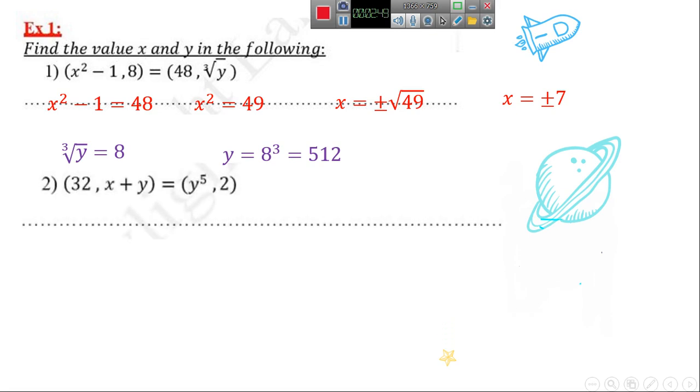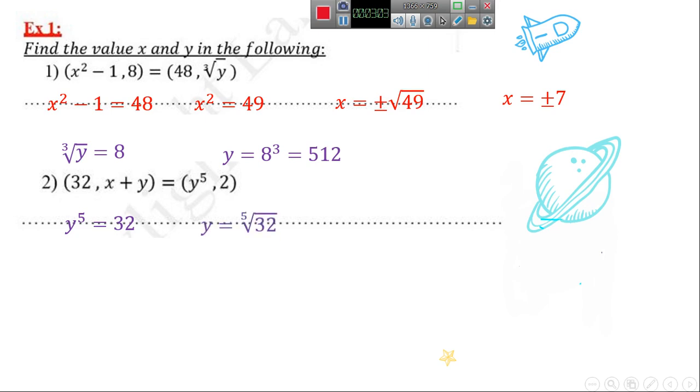Let's solve one more question. Two ordered pairs are equal, then the first equals the first, y to the power 5 equals 32. Then to find the value of y, we need to find the fifth root of 32, which equals 2. Let's solve the second projection: x plus y equals 2. Since we found in the previous step that y is 2, we can substitute here, then x plus 2 equals 2. By solving this equation, you will get x equals 0.